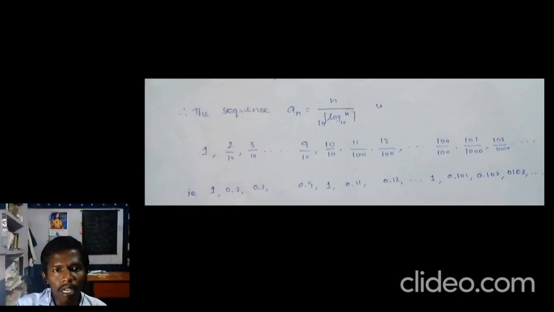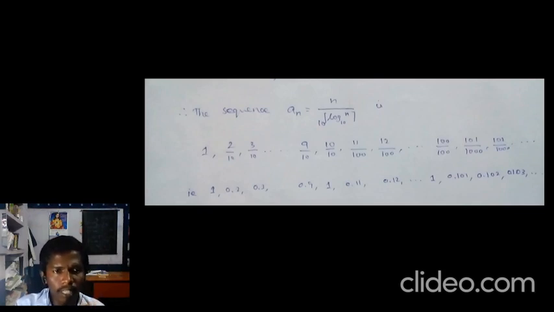Therefore, the sequence is 1, 0.2, 0.3, 0.9, and it goes on. The 10th term is 1, the 11th term is 0.11, the 12th term is 0.12, and it goes on.